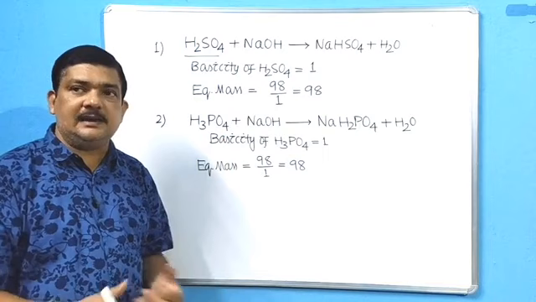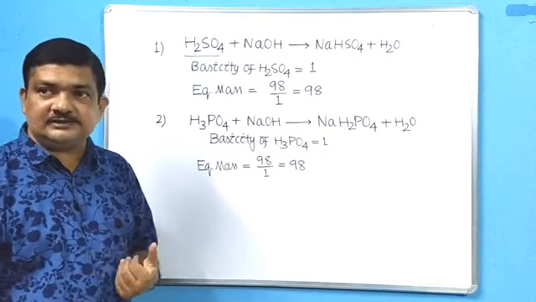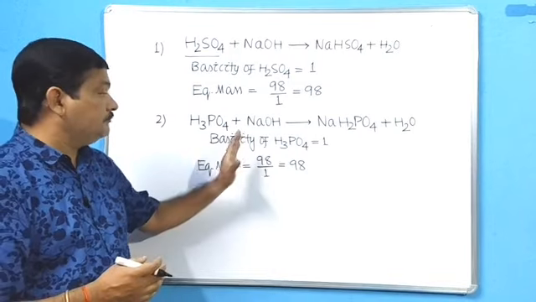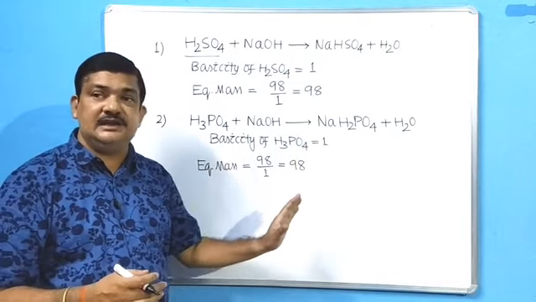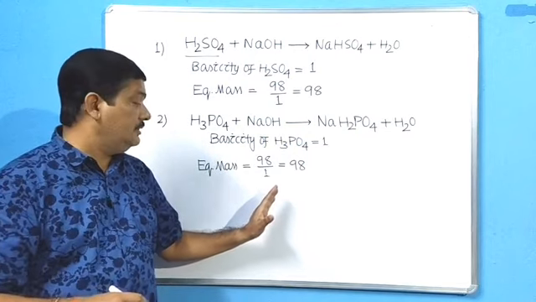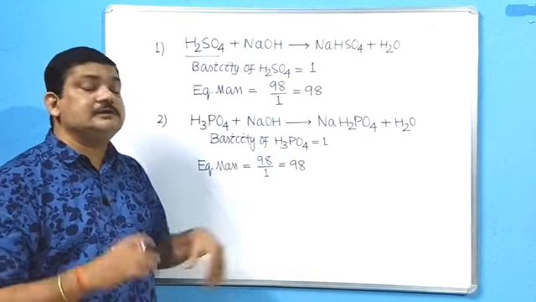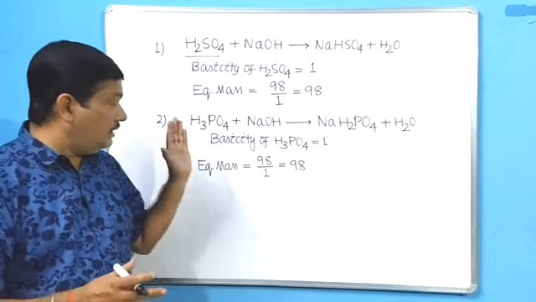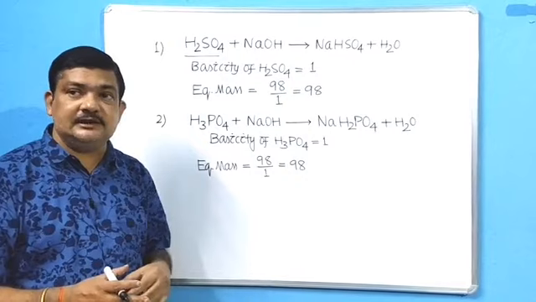Similarly, phosphoric acid, in normal cases, releases 3 H plus ions. I have already showed you the ionization. So normally its basicity is 3, so equivalent mass should be 32.66, as I calculated just now. But here, what happens? Now it is only losing 1 H plus ion. But as per definition, this is the basicity of phosphoric acid in this reaction.